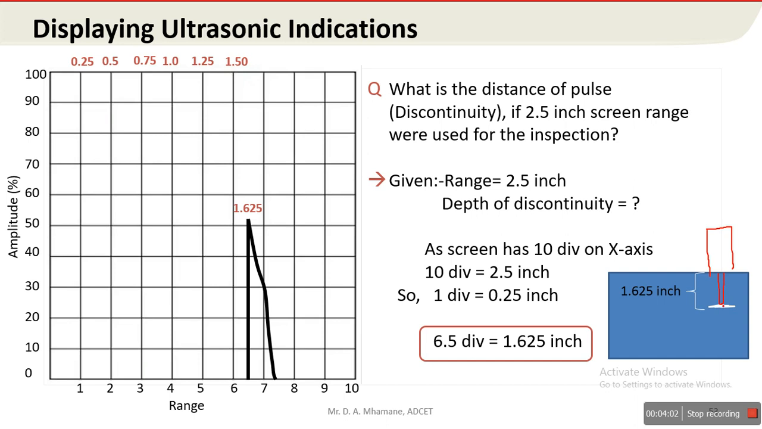So this distance is measured with the help of this system, and this distance is plotted on this A-type representation screen, that is on y-axis it is amplitude or intensity, on x-axis it is a time elapsed, and this x-axis has divided into 10 division, and this 10 division indicates a range of screen. So range of screen is 2.5, it is given, and they ask depth of discontinuity, and they have given this pulse, location of pulse also.